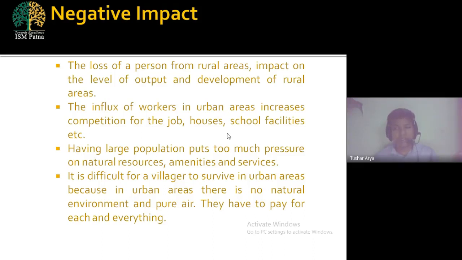They have to provide the water. They have to provide the electricity. They have to provide many more things. For these, they are paying much. Why is it so? Because it is in demand due to the large population which has moved from the rural areas to the urban areas.